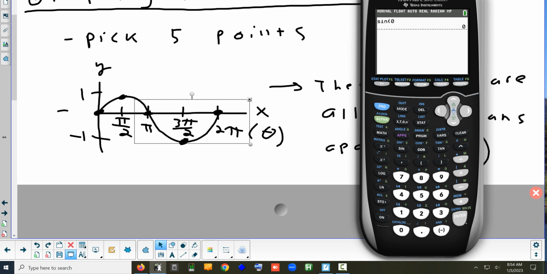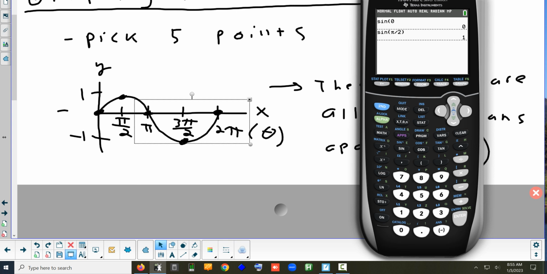If I find the sine of 0, it's 0. When I hit enter, it's giving me the y value. What I plug in is the x. The answer I get is the y. Let's do sine of pi over 2. Pi over 2 is the x. When I hit enter, it's going to give me the y value at pi over 2. What does it look like the y value is in that picture? Yep, 1. That's why it's 1.